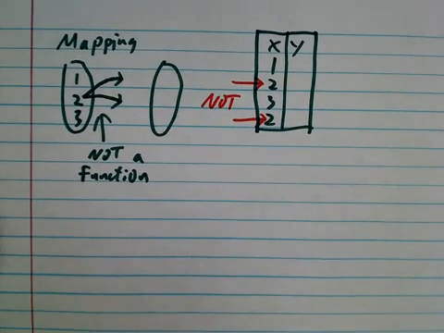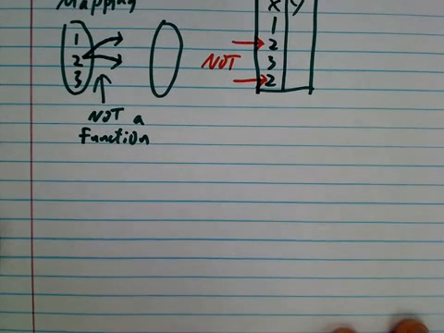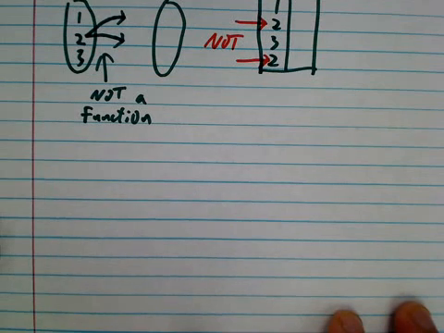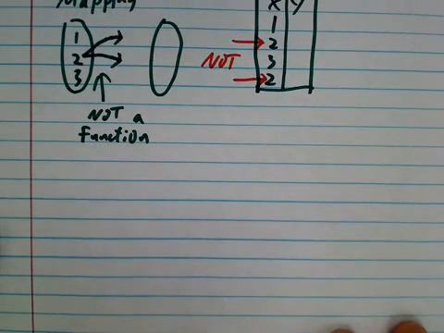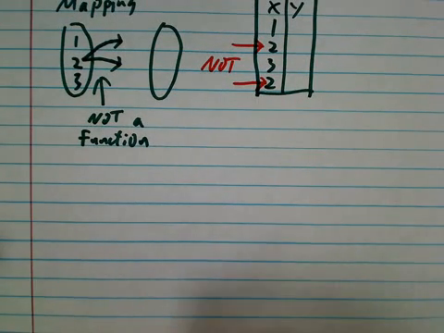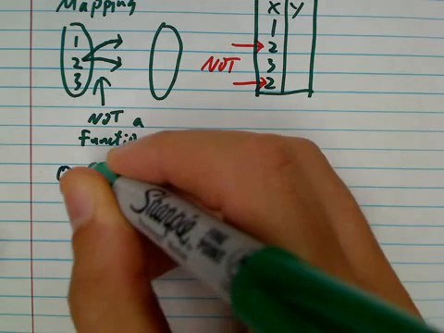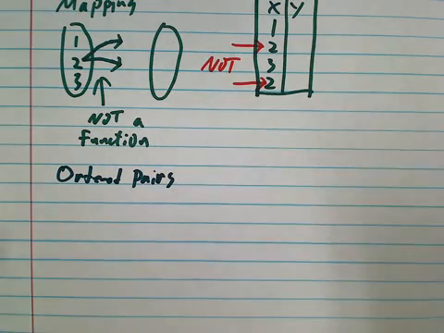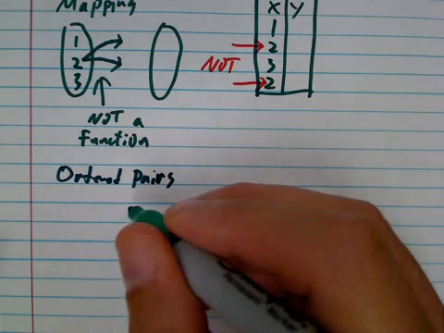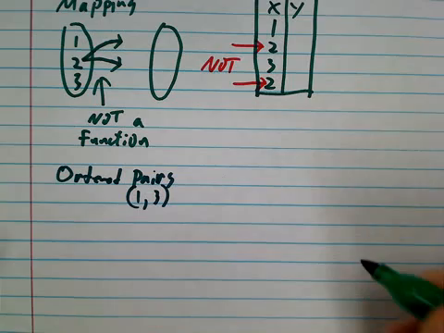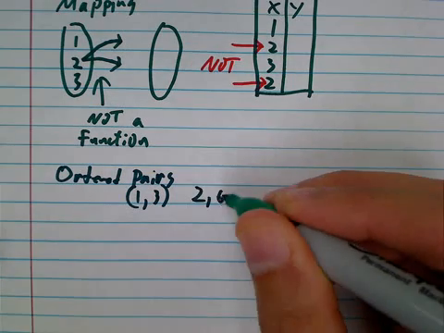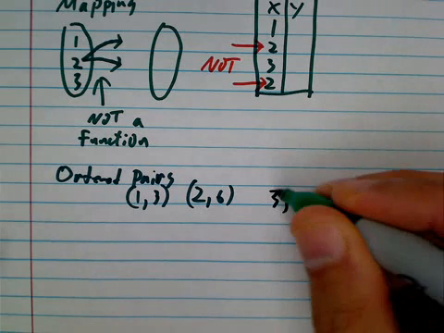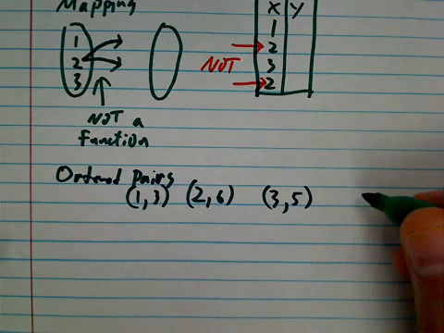Okay, I'm going to scooch this up a little bit. I'm going to try to keep my notes in the top half of the screen as much as I can so that you can actually see as I write. So let's look at ordered pairs. Okay, and let's try 1, 3, 2, 6, 3, 5, and 2, 7.